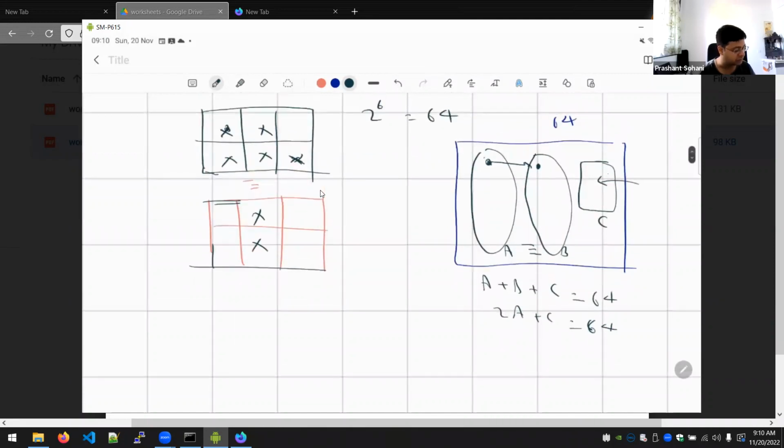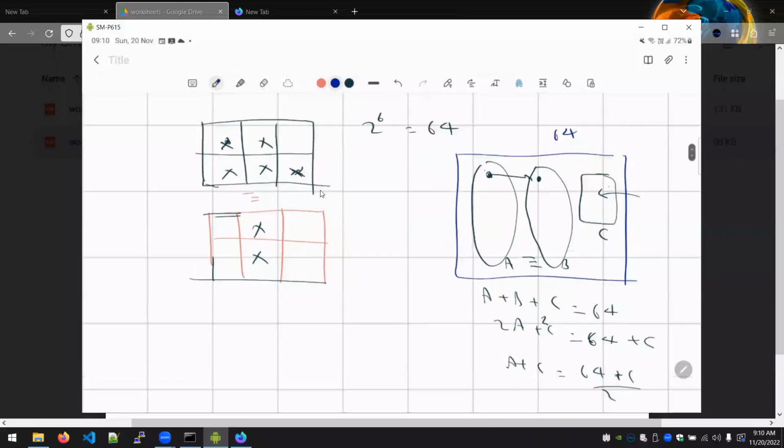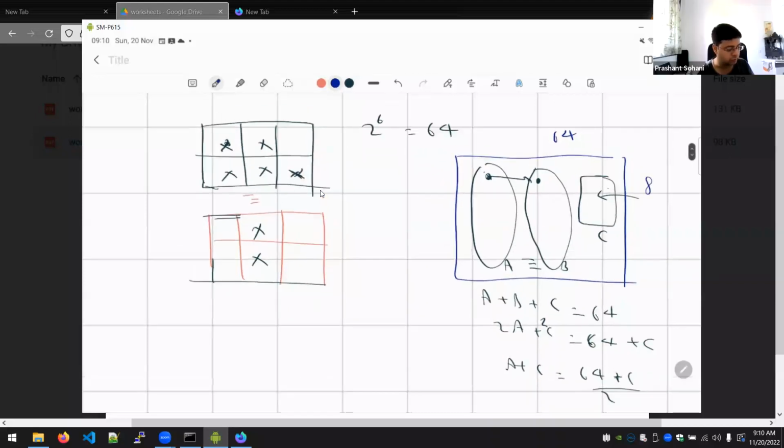So if we find C, 64 plus C will be 2A plus C, and therefore A plus C is (64 plus C) divided by 2. No, I think then you are correct. So the answer you're getting is 36. So what is the count of C? Sir, just a second. Count of C is 8. 8. Okay. So yeah, how do we get that?